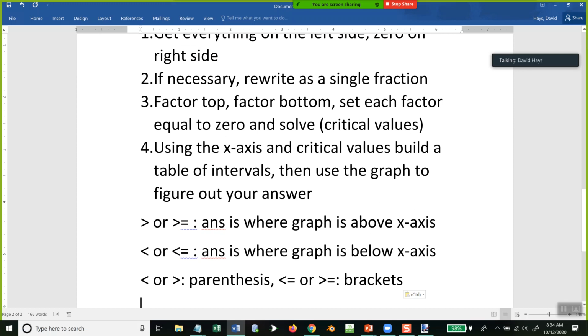And then step 4, using the x-axis and critical values, build a table of intervals, then use a graph to figure out your answer. Greater than or greater than or equal to, the answer is where the graph is above the x-axis. Less than or less than or equal to, the answer is where the graph is below the x-axis. If you got a less than or greater than, it's parentheses. If you got less than or equal to or greater than or equal to, it's brackets. So those steps are the same as what we saw with the first ones.